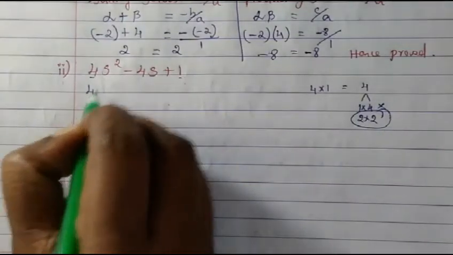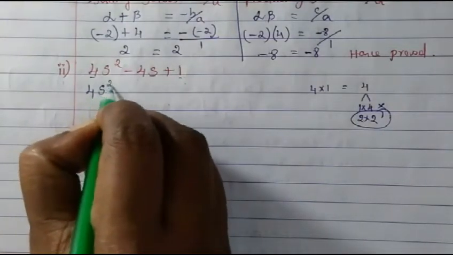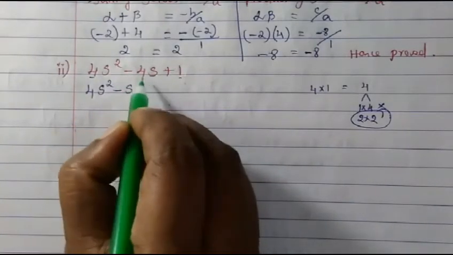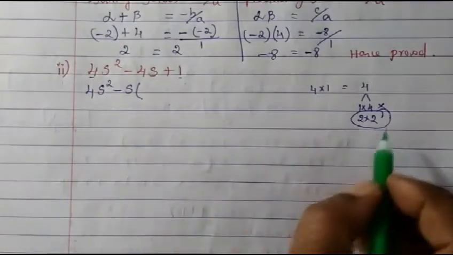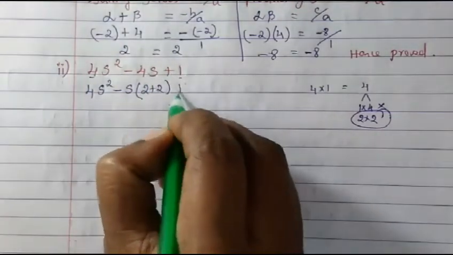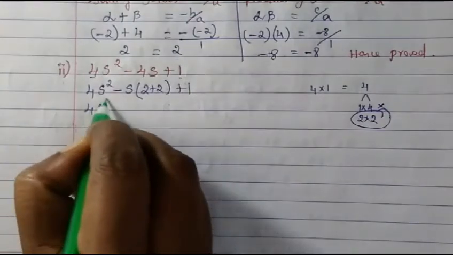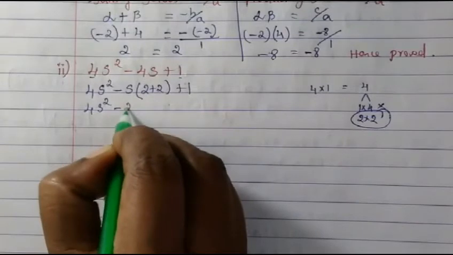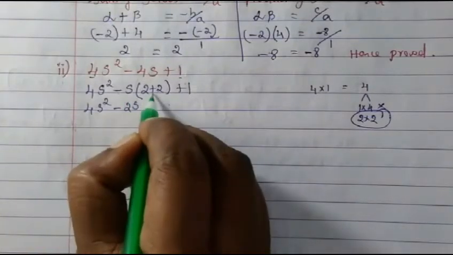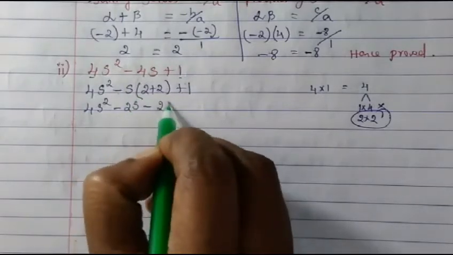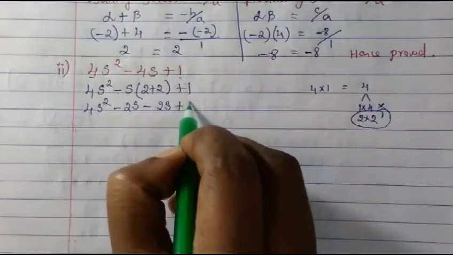So now 4s square minus, we write as it is. This s we write as it is. Instead of 4 we'll write 2 plus 2, because 2 plus 2 will give us 4. Then plus 1. So 4s square minus s into 2 will give us 2s. Minus into plus will give us minus 2s. Then plus 1.